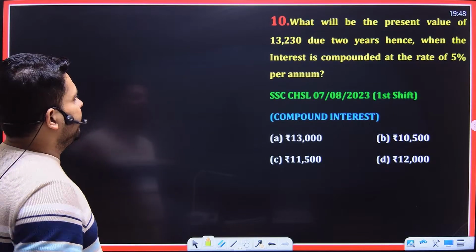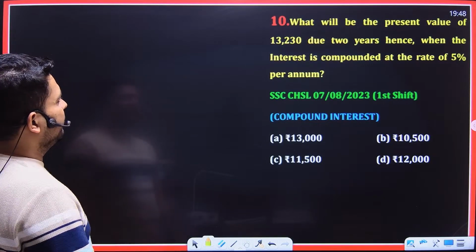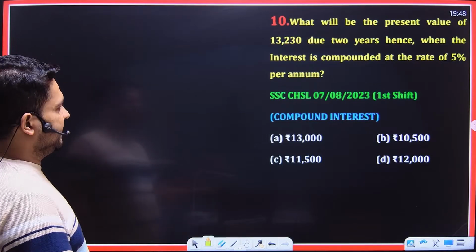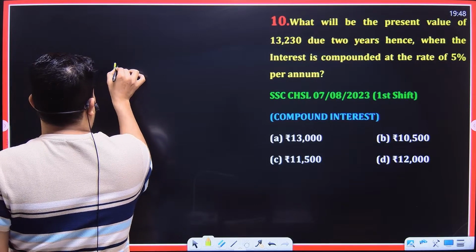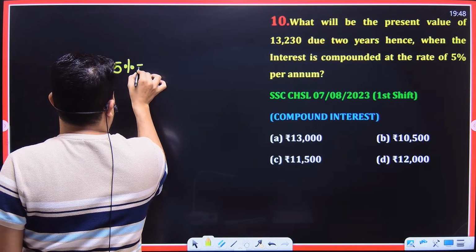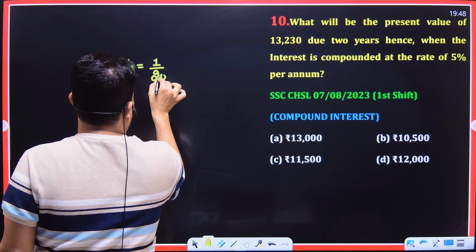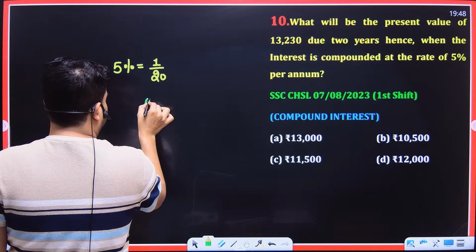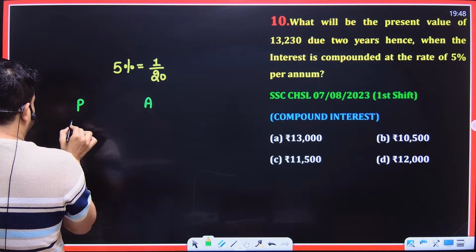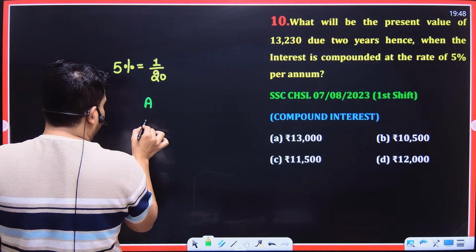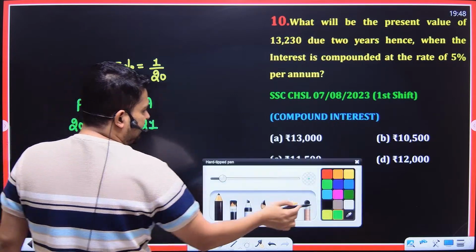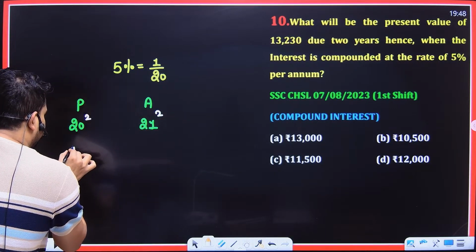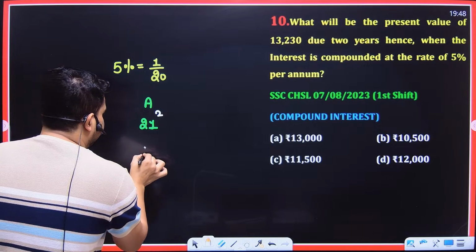What will be the present value of 1323 due in 2 years hence when the interest is compounded at the rate of 5% per annum? See, the value of 5% in fraction is 1 by 20. Here we have principal, and here we have amount. It means if we have 20 as principal, then it will become 21 in 1 year. But we have a time period of 2 years, so we will take the square of it. Then if we have 400, in 2 years it will become 441.